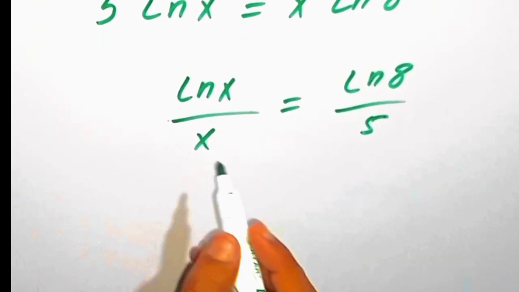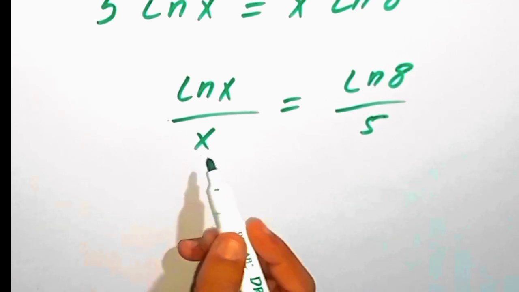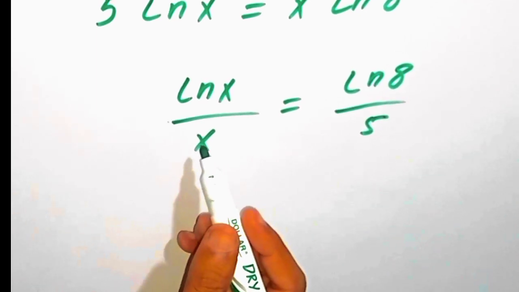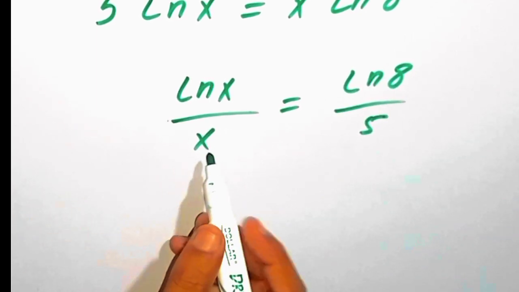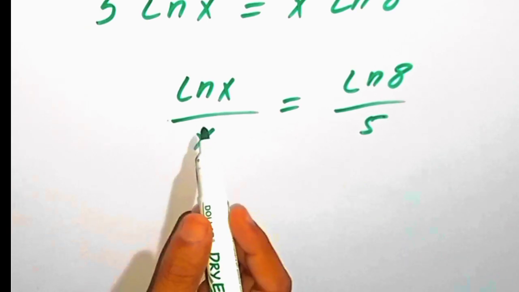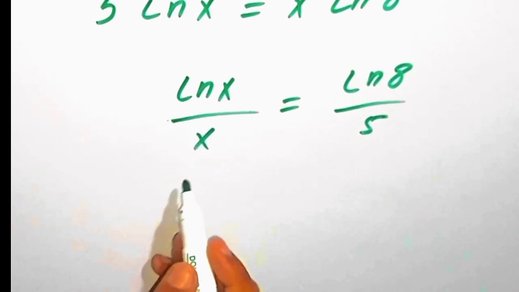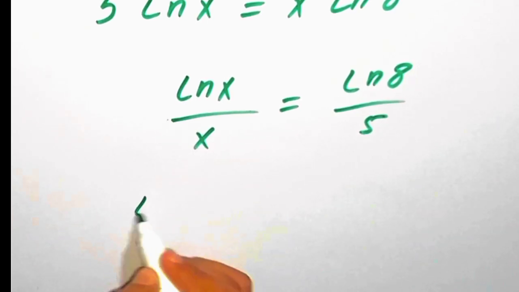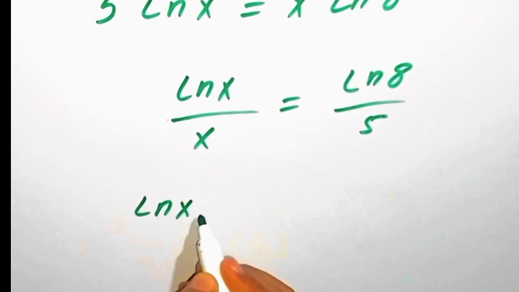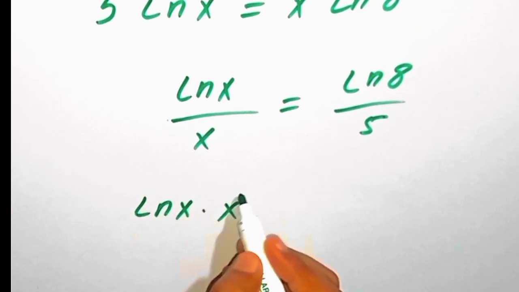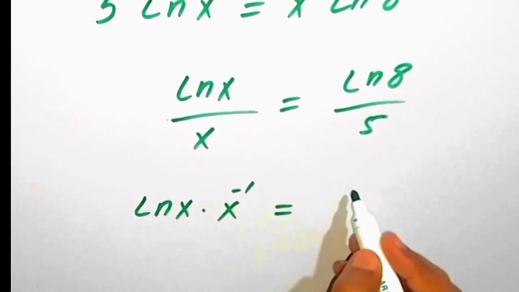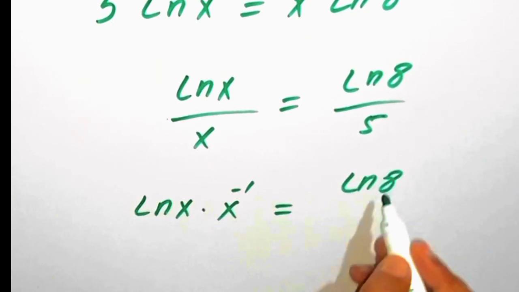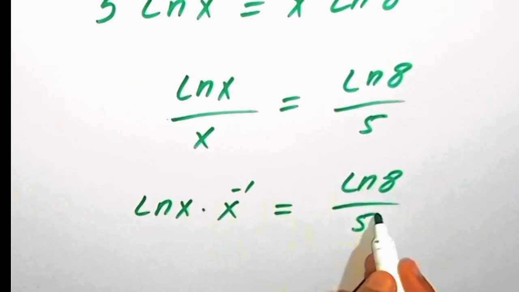In the next step, this x, when it comes to the upper side, becomes negative in its power, so x to the power minus 1. So our next step is that ln x times x to the power minus 1 is equal to ln 8 divided by 5.